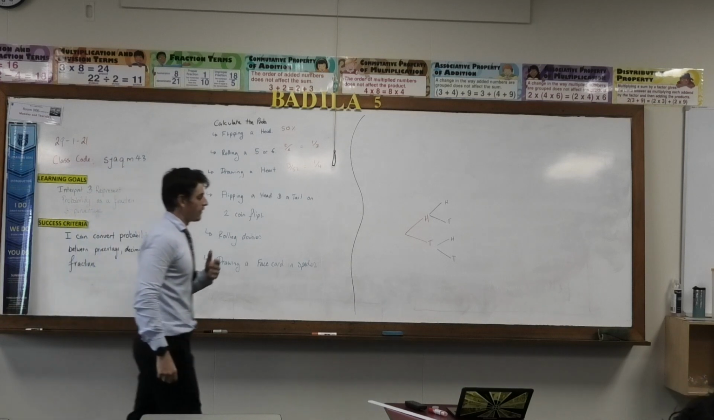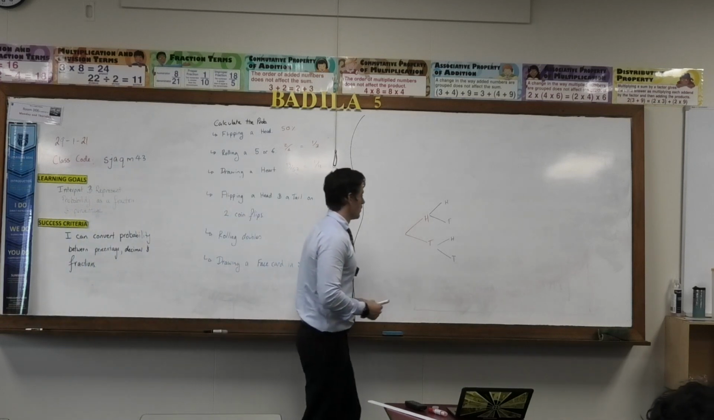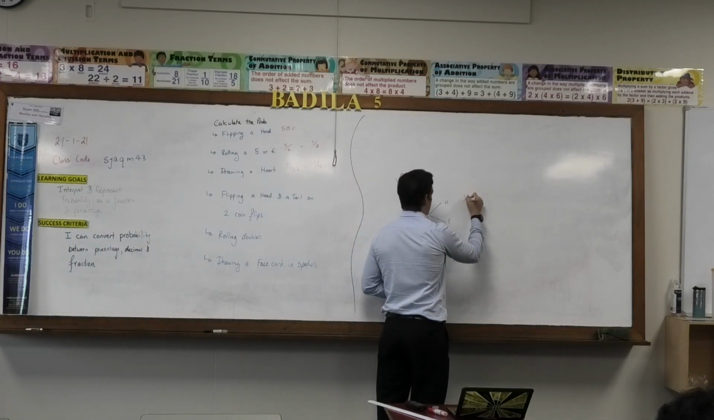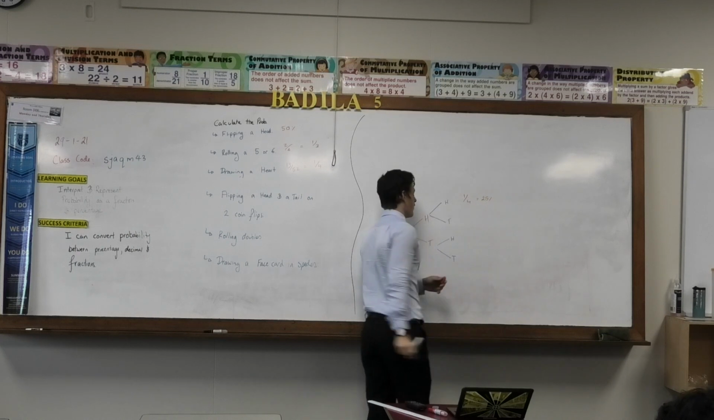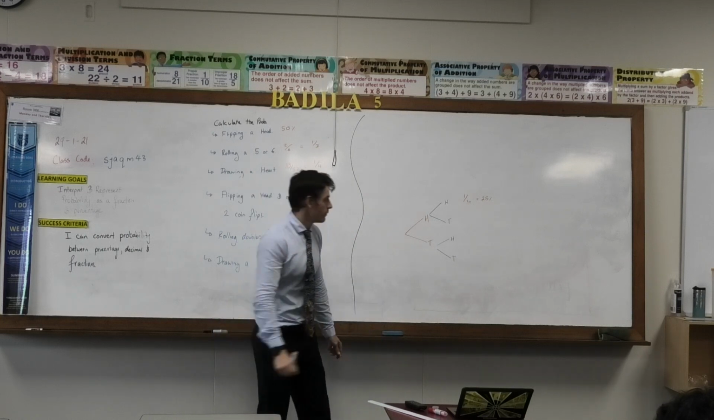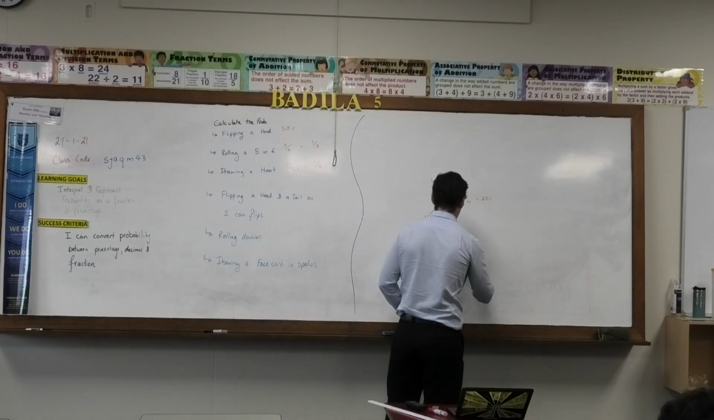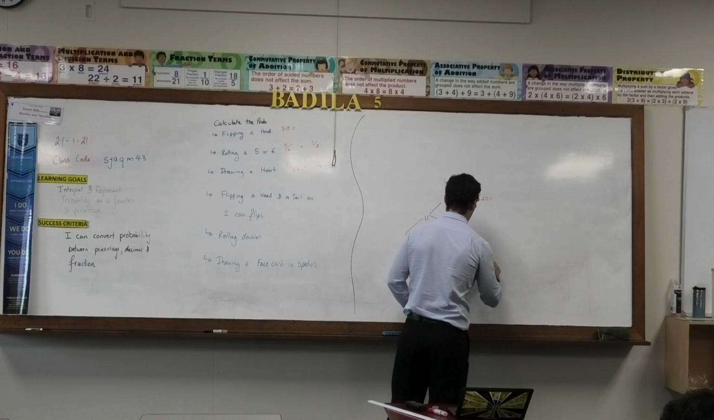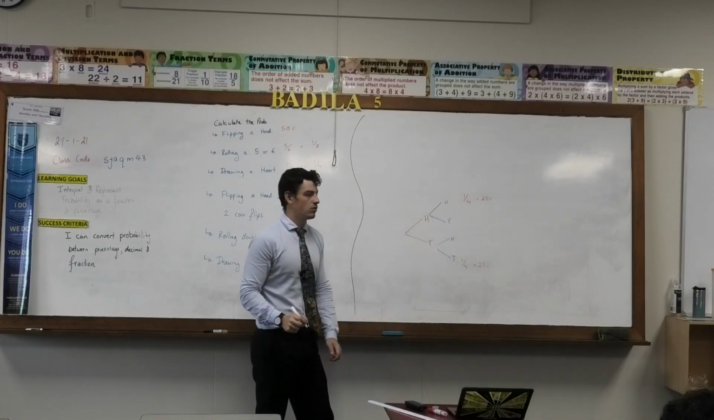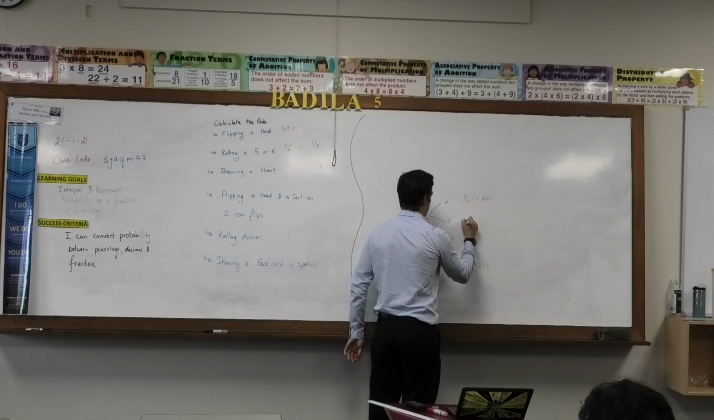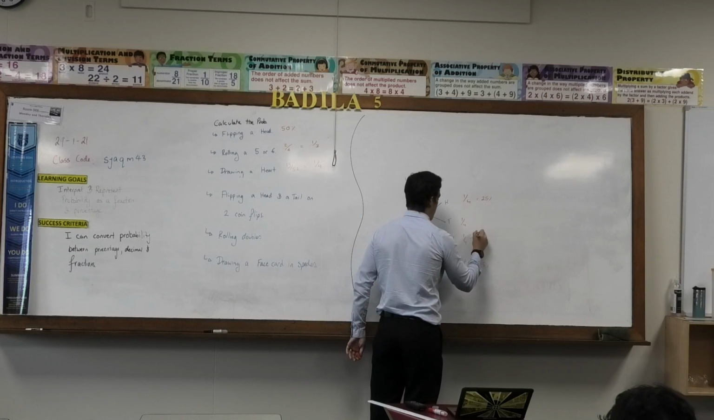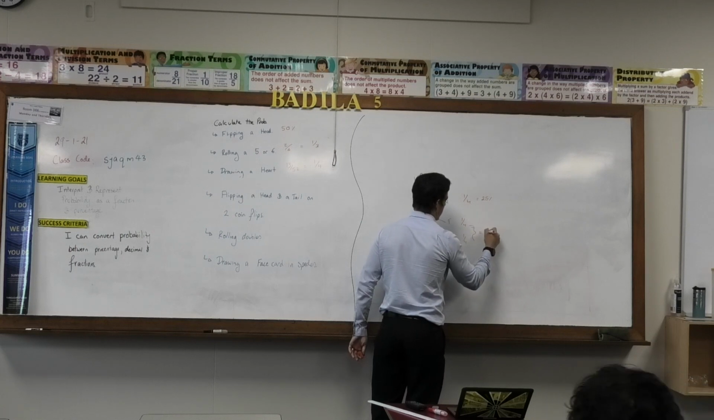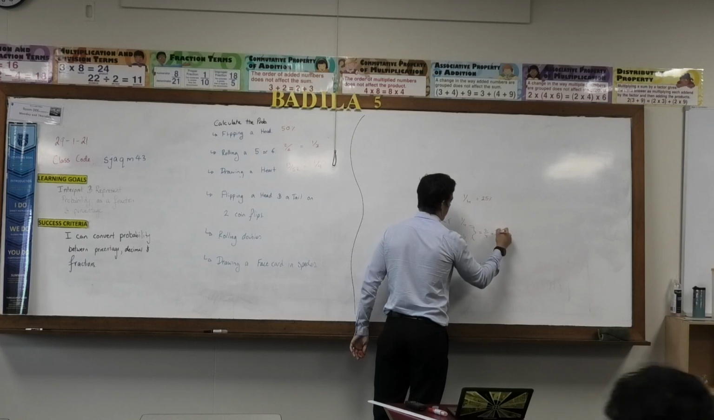How many of those have 2 heads? Just one. So 1 out of 4. How many of those have 2 tails? So 1 out of 4, correct? How many of those have 1 head and 1 tail? Each one of these is 1 in 4, but because they come together, they equal 2 out of 4, which is 50%.